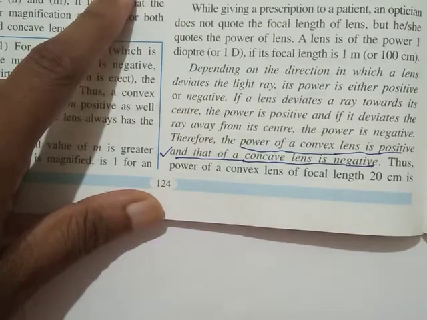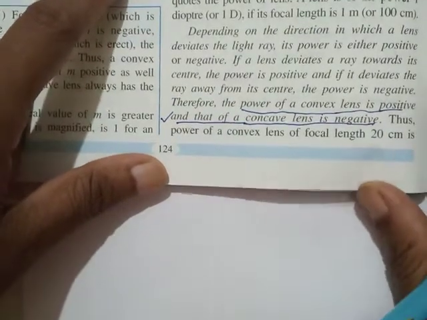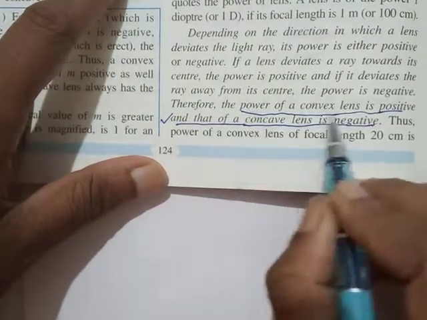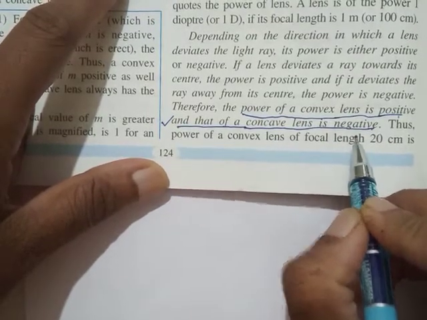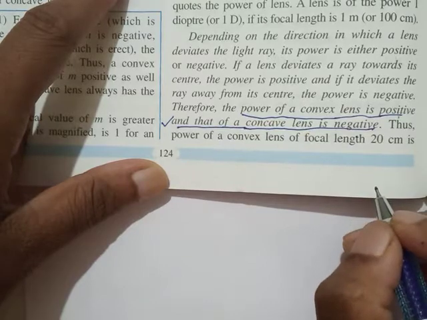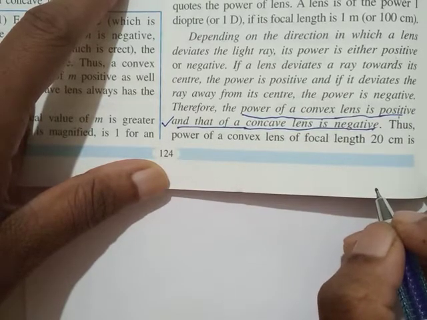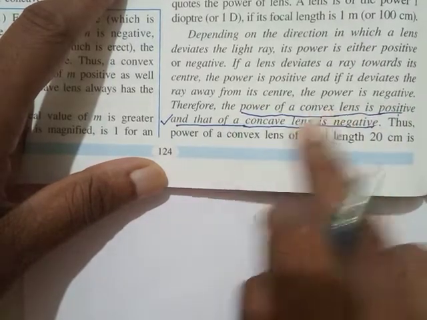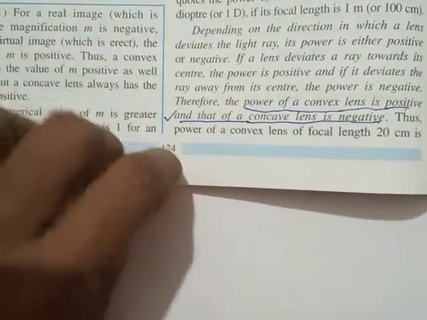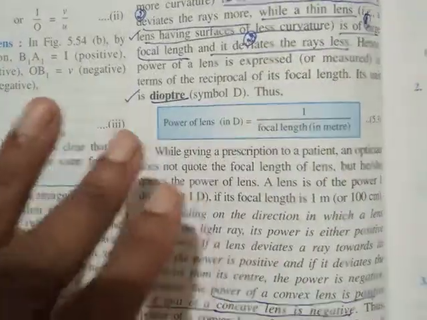So power can be either positive or negative. Power of a convex lens is positive and that of a concave lens is negative. You'd have heard some people saying my power is plus 2 or minus 2. If it is positive, then they are wearing a convex lens. If it is negative, then they are wearing a concave lens. So this is all about power of lens.